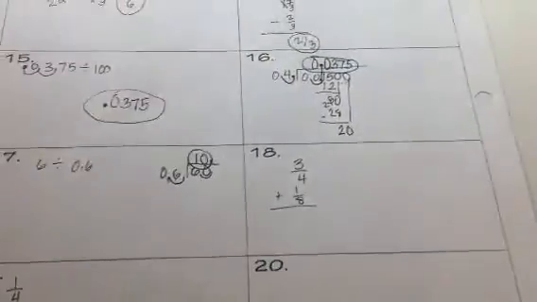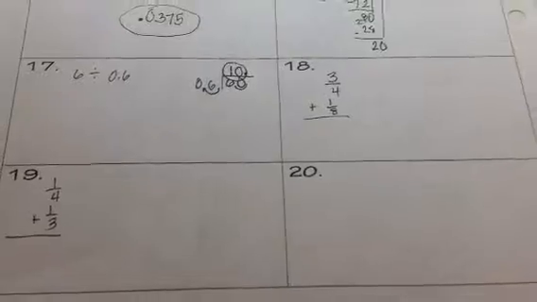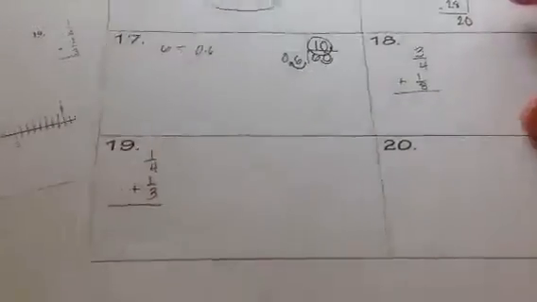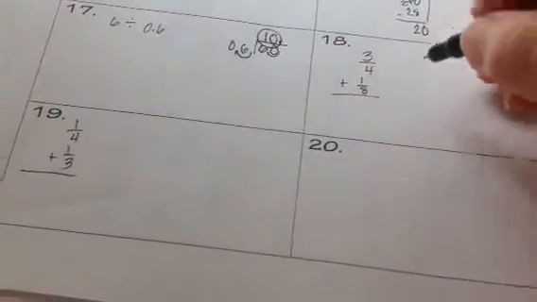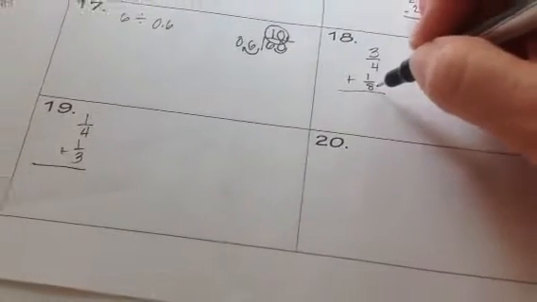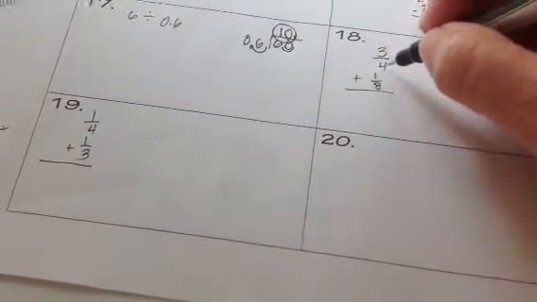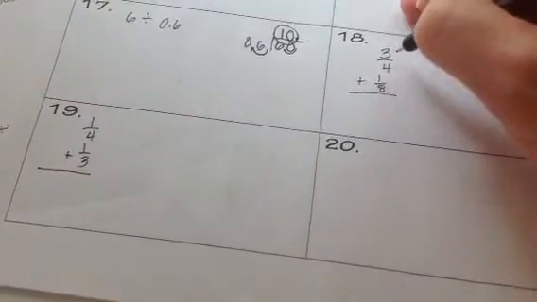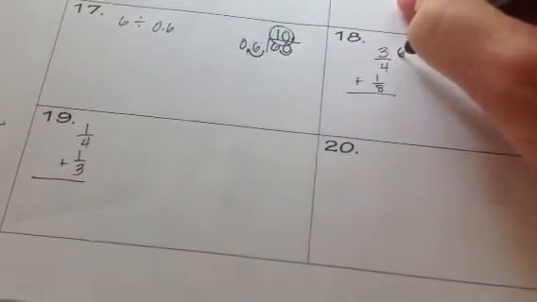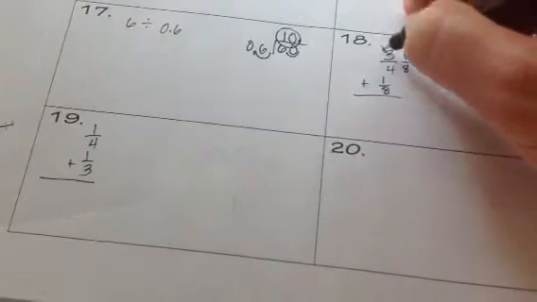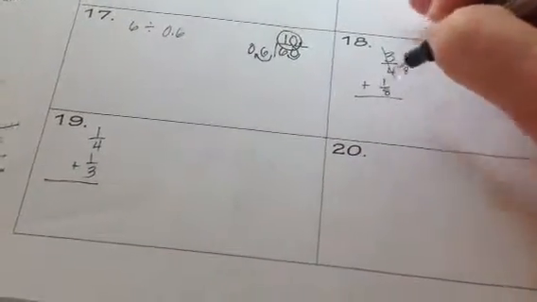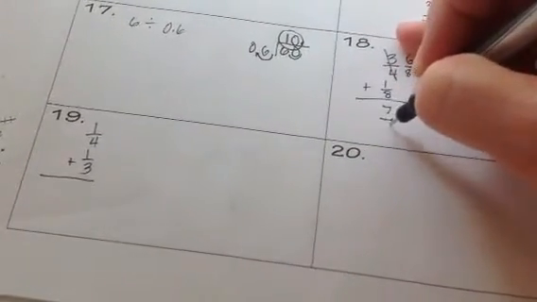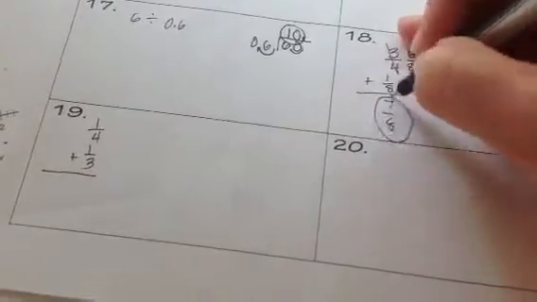All right, 18. We're adding, but we do not have common denominators. And we need to have our common denominators. So 8 could be the common denominator because 4 times what is 8? 2. So 3 times 2 is what? 6 over 8. So 6 plus 1 is 7 over 8. That's our answer.